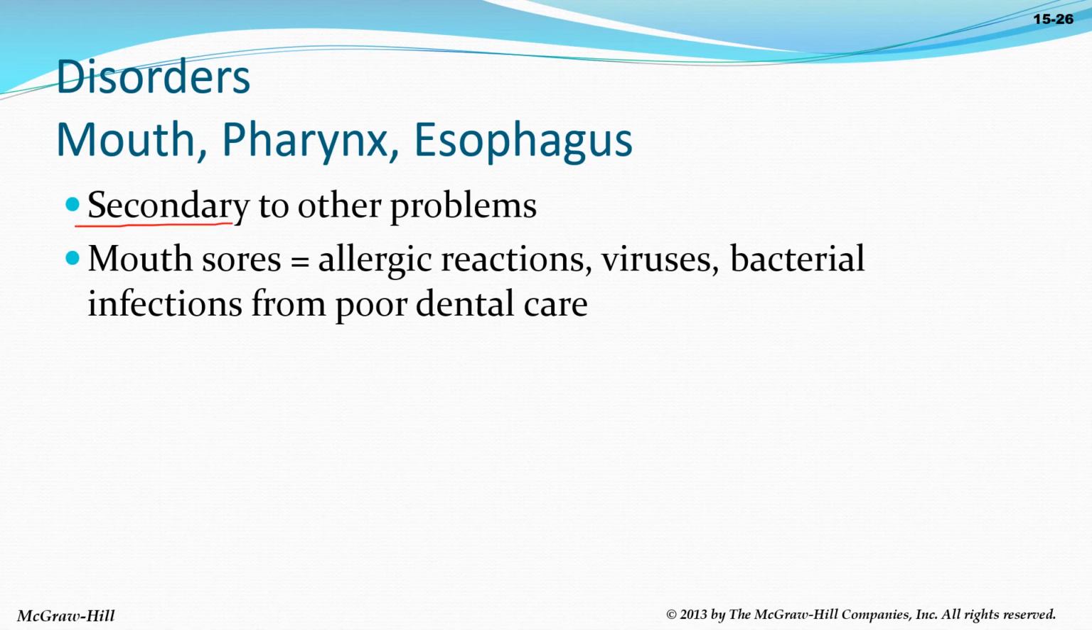Disorders can be secondary to other problems. If you have a condition that now affects the GI tract, then that's secondary. For example, mouth sores could be caused by herpes virus, HPV, or an infection.